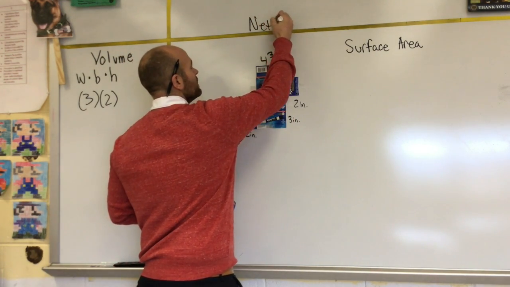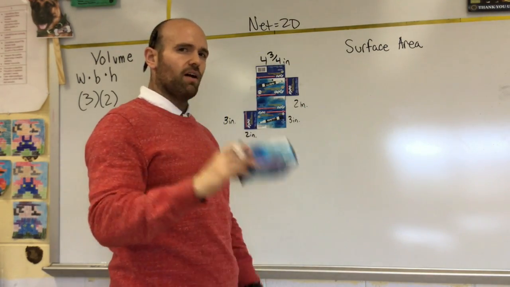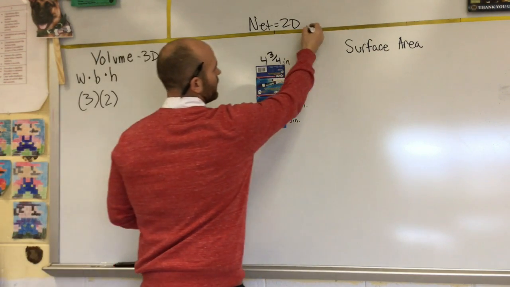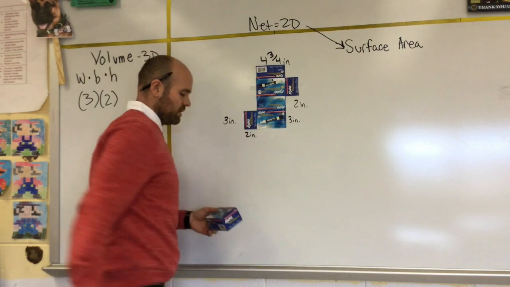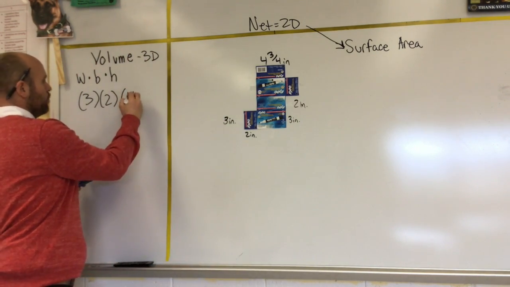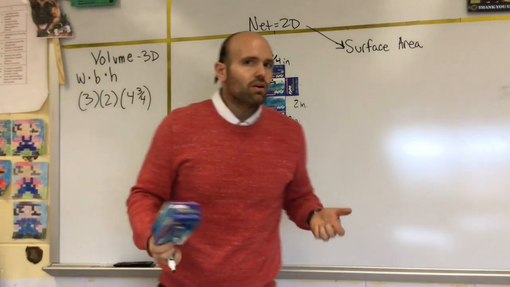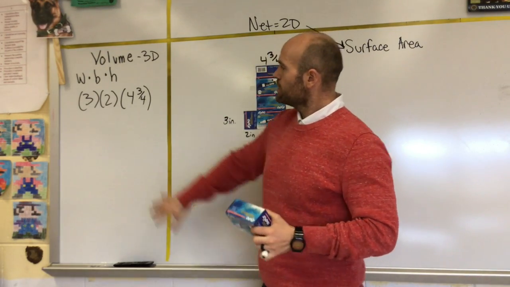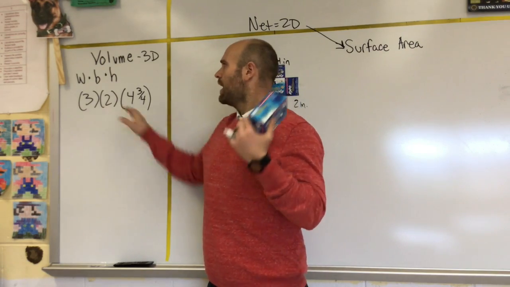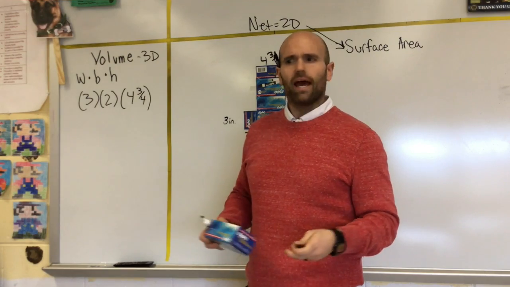And a net is 2D, while this is 3D. So when we talk about volume, we're looking at 3D, surface area, and a net is going to be two-dimensional, right? So the last number that I have here is 4 3/4. Boys and girls, you don't have to get too concerned with which one of these comes first because of the commutative property of multiplication. I can mix these around, right? So if you misidentify the width or the height, it's okay, all right?